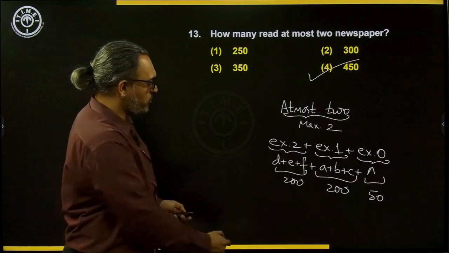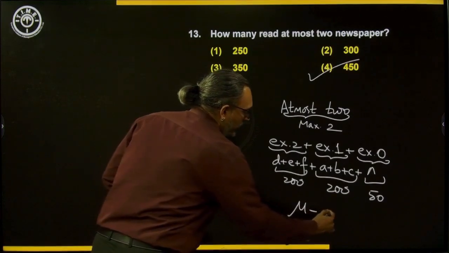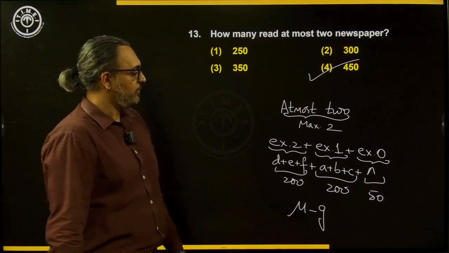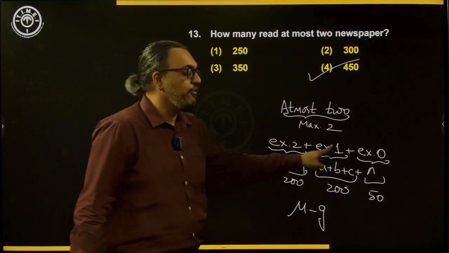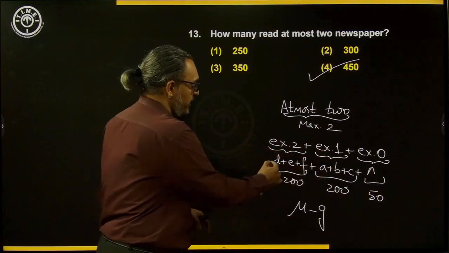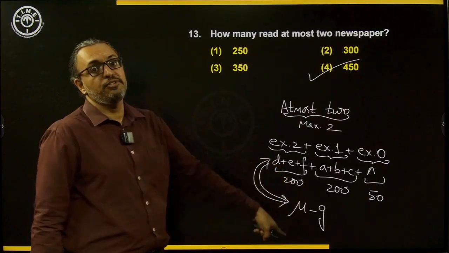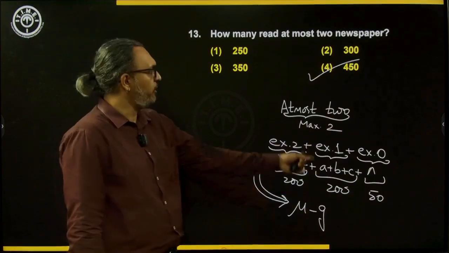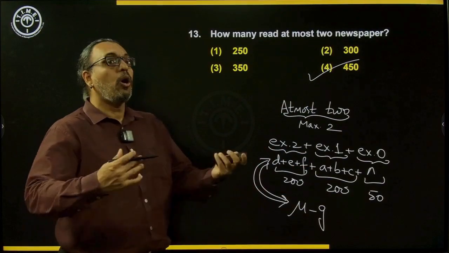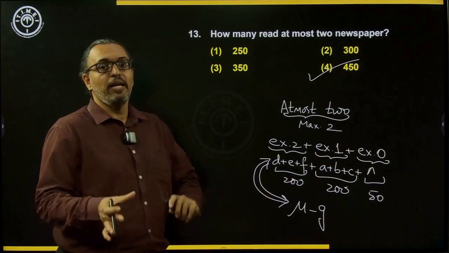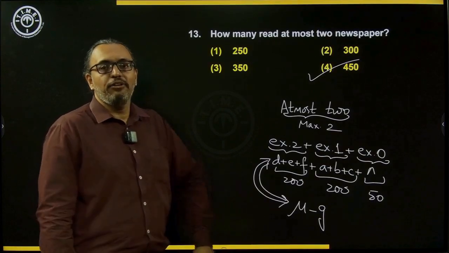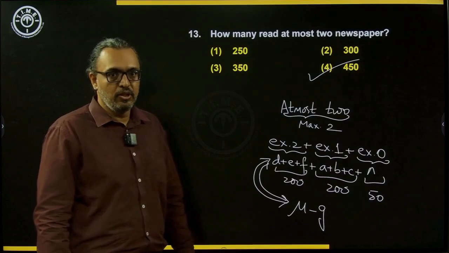In the earlier case also, you can simply take mu minus G. This is ABC plus DEF and N. G is missing, so mu minus G. It has the same meaning, because mu is 500, G is 50. So 500 minus 50, 450. So know what are the elements, where are they placed, to identify alternate ways. Got it?